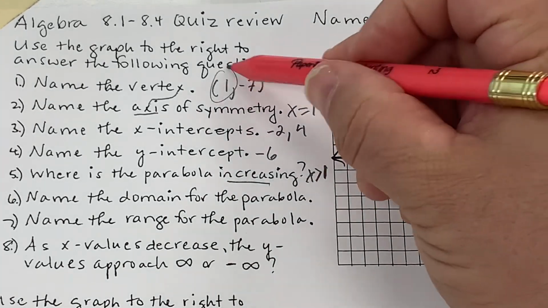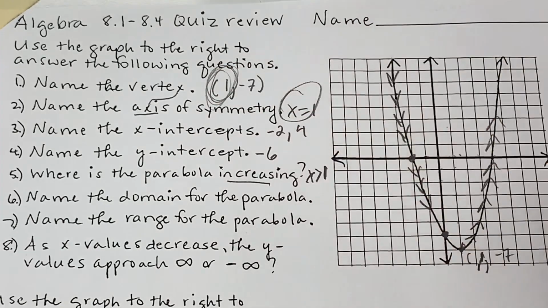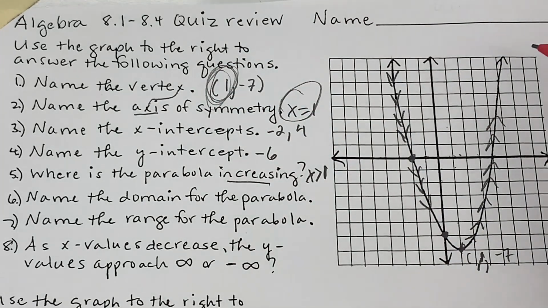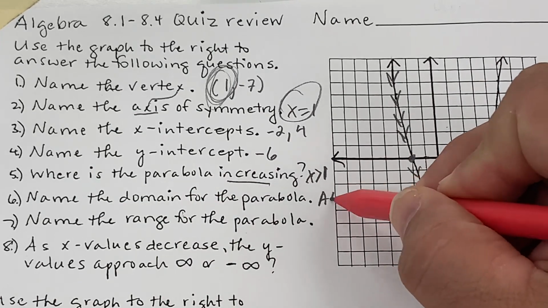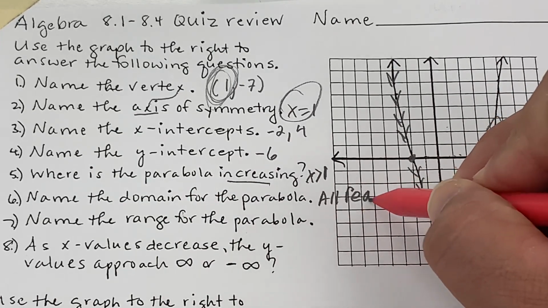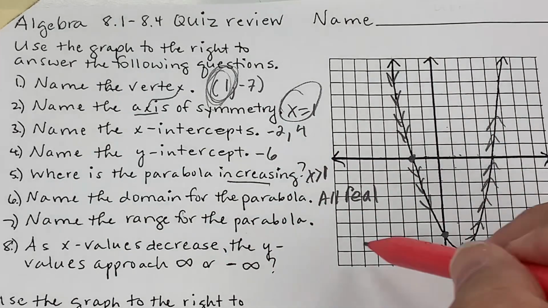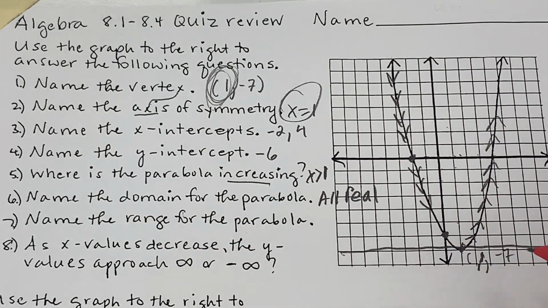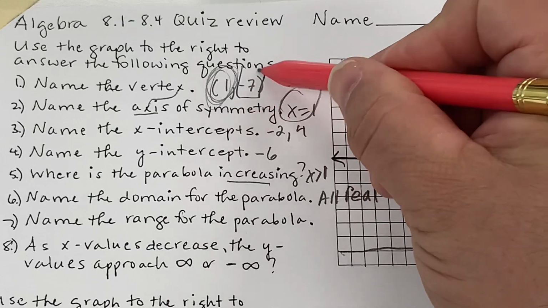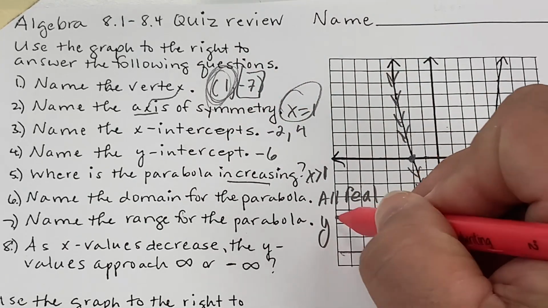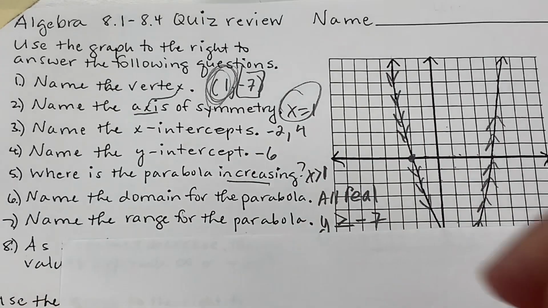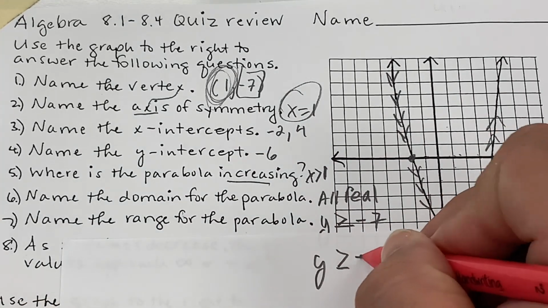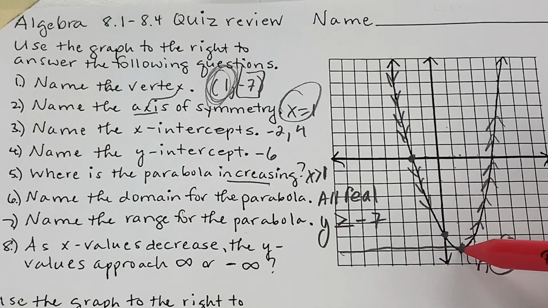It's usually going to be around where that axis of symmetry is. It's going to break it up from increasing and decreasing. The domain for the parabola is all real numbers. It goes to the left forever. It goes to the right forever. And then the range, the lowest y value is going to be that negative 7 from the vertex. So y is greater than or equal to negative 7. Notice the lowest y value is negative 7, and it goes upward forever.